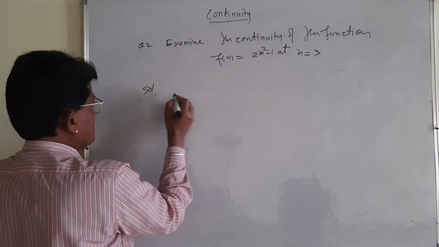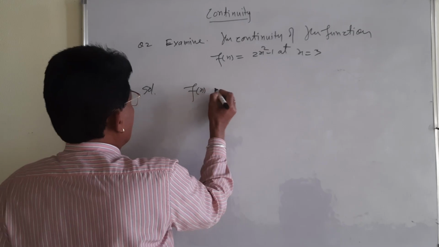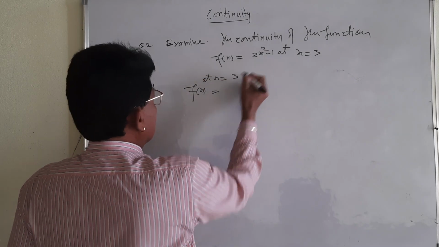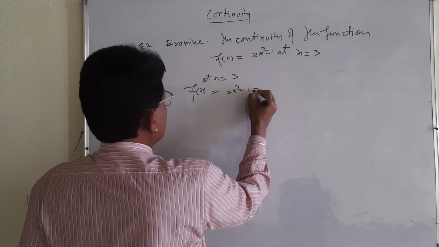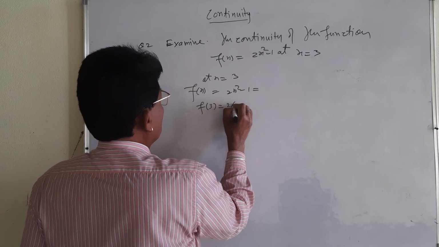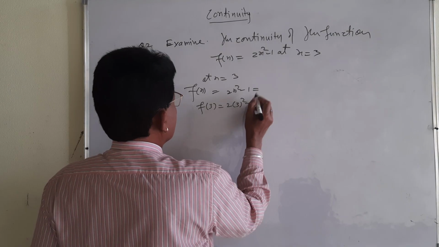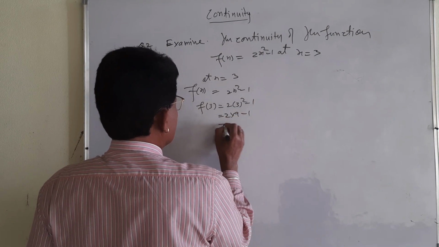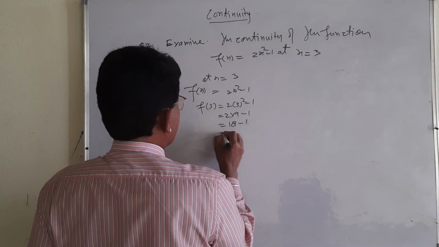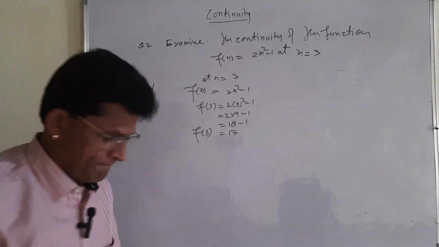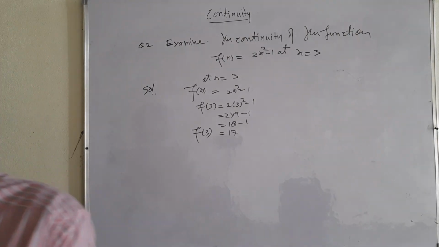Why do we take the solution? f(x), you find out the value of f(x) at x is equal to 3. f(x) is 2x square minus 1. Okay, in place of x, you write 3. And 2, 3 square minus 1. It will be equal to how much? 2 into 9 minus 1, 18 minus 1, and that is 17. f(3) is 17. Okay, that is very, very important.